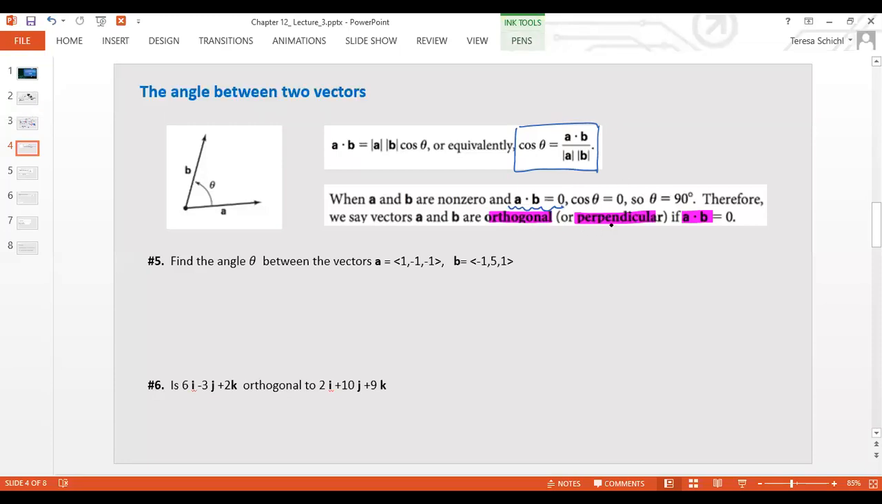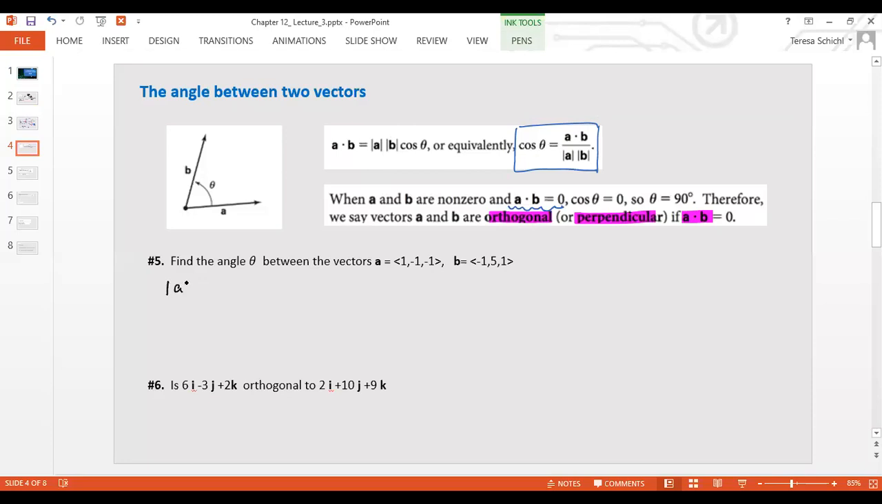So if their dot product equals 0, then that means these two vectors will be perpendicular here, right? Okay, now let's take a look. They say find the angle between these two vectors. Let's take a look at the first one.